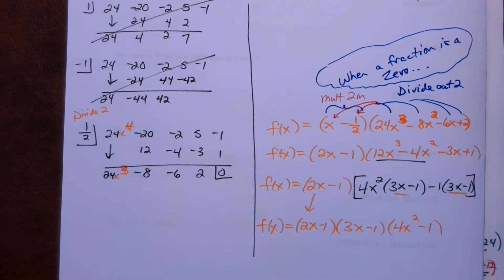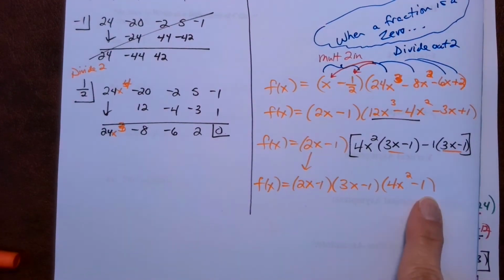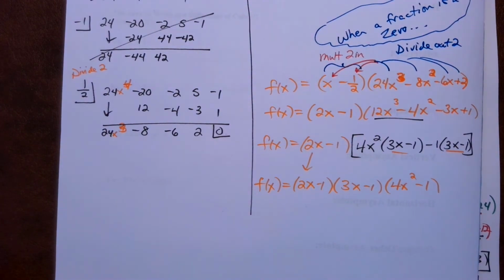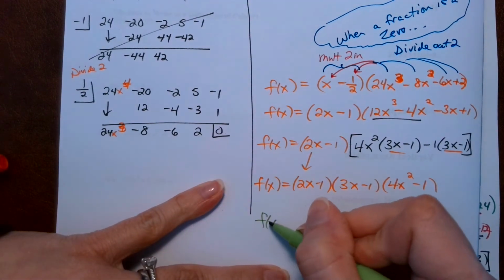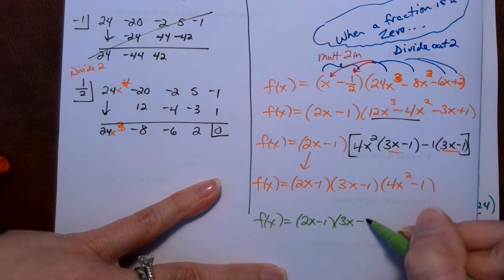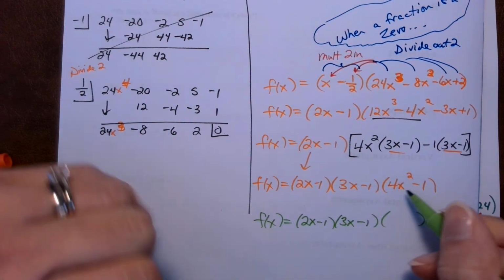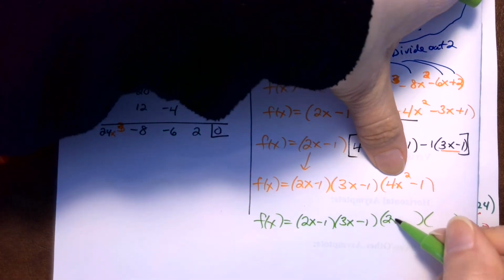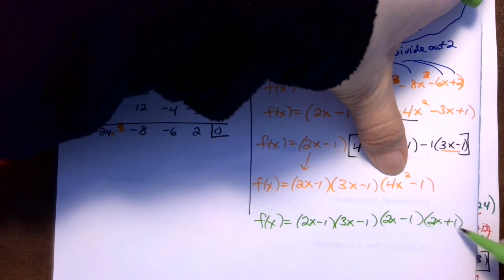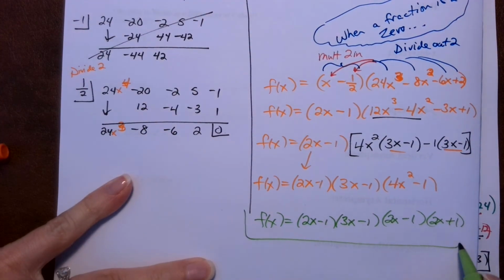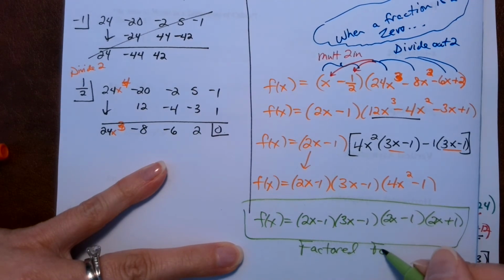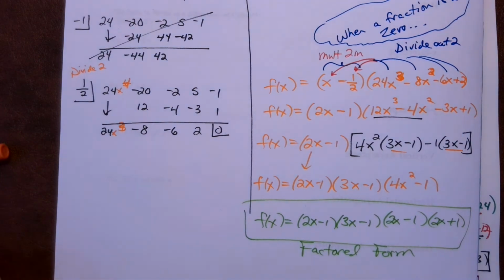Okay, are we done? No, we're not done. We have to factor further. How does that factor? Well, difference of squares, right? So we're going to have f of x equals 2x minus 1, 3x minus 1. Difference of squares here: 2x minus 1, 2x plus 1. So this right here is what we call factored form.